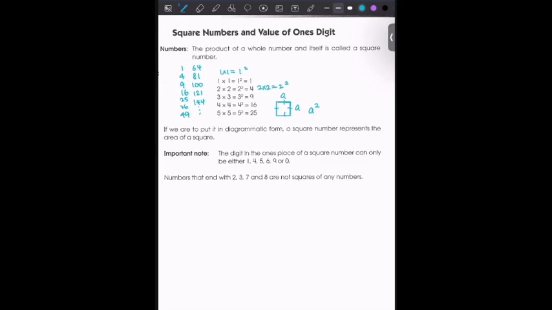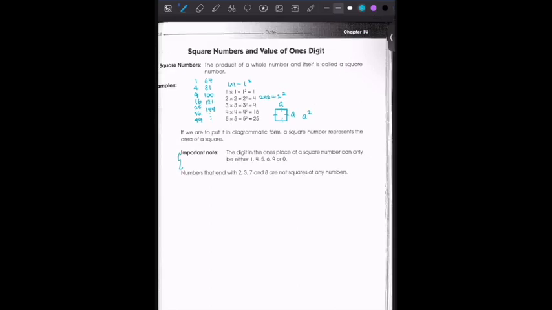An important note is that the digit in the ones place of a square number can only be either 1, 4, 5, 6, 9, or 0. Numbers that end with 2, 3, 7, and 8 are not squares of any numbers. But when you solve math problems, it's rare that you look at the ends, because as you solve more and more problems, you get more familiar with square numbers and will be able to recognize them in an instant.